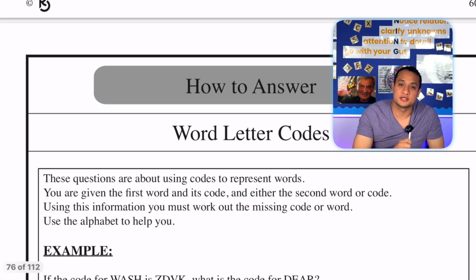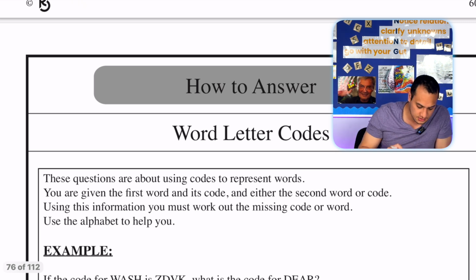Today we're going to go into word letter codes, one of the most annoying question types in verbal reasoning. These questions are about using codes to represent words. You are given the first word and its code, and either the second word or code. Using this information, you must work out the missing code or word. Use the alphabet to help you.